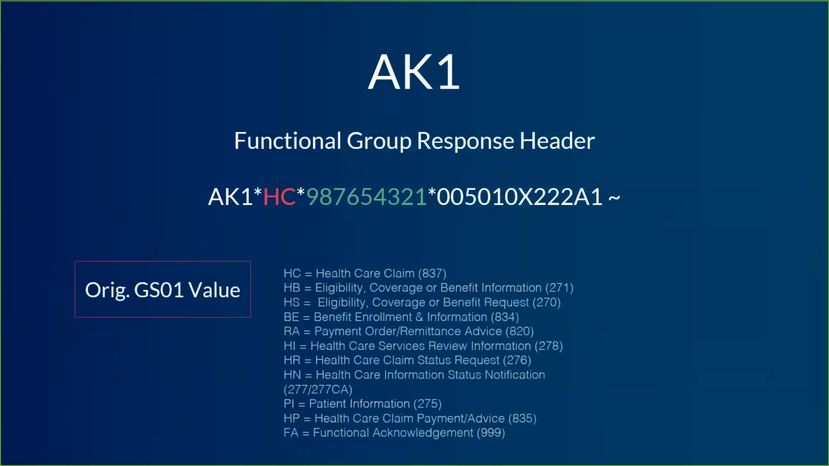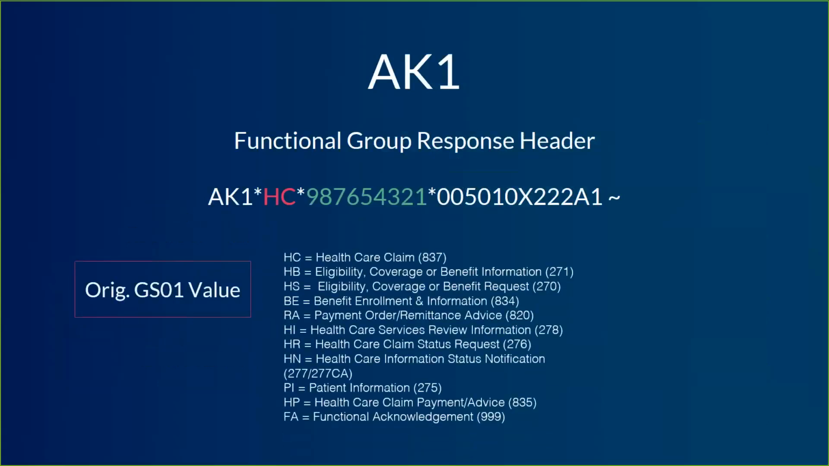There's a lot of different codes, though. There's HI for healthcare services review information. There's PI for patient information. A lot of different options here. And this is where I want to point out that a lot of times we get very focused on how 999s can be used to respond to 837s, but 999s can be responses to pretty much any type of transaction. So you may see 999s that have an HB instead of an HC, indicating it's responding to an eligibility request. So again, a lot of different ways that the 999 can be used.